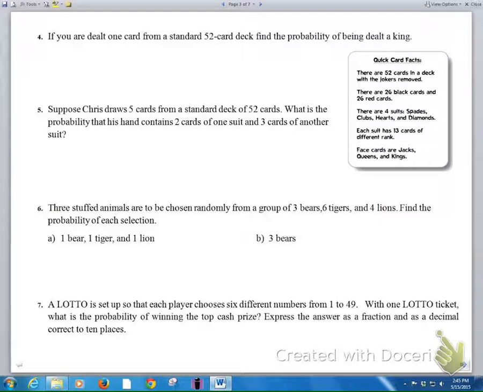If you are dealt one card from a standard 52 card deck, find the probability of being dealt a king. Well, how many kings? There are 4, so 4 out of 52. And then you would reduce it.